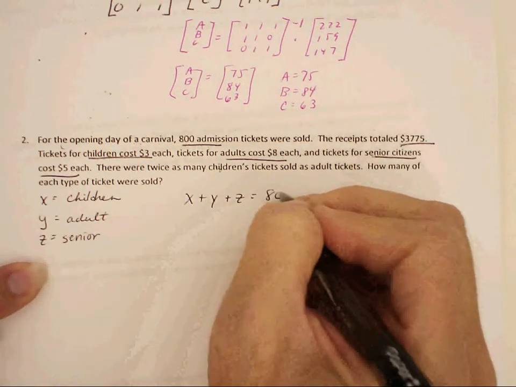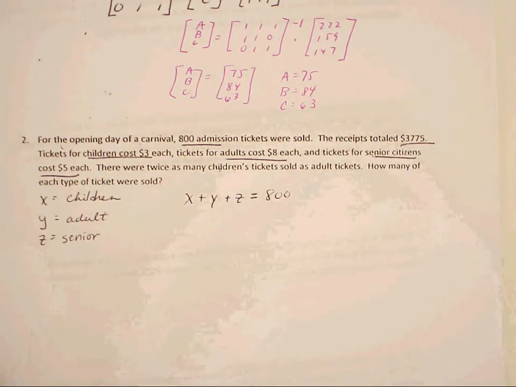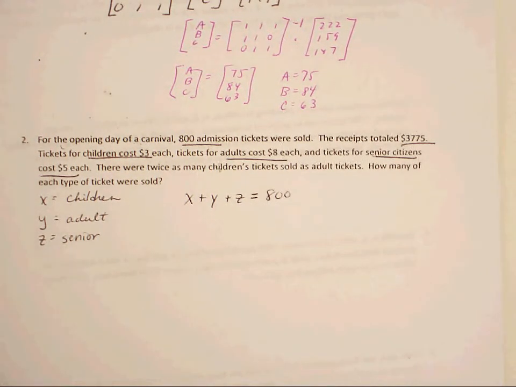So if we say we sold 800 of those, then in our ticket box we need to have 800 tickets as people went in the door and handed them to the ushers, or however they took tickets up. It says the receipts totaled $3,775. So we kind of got to figure out how to get the money decided.